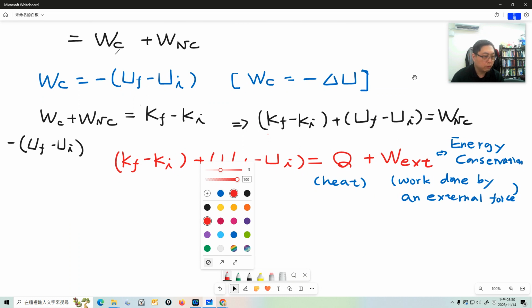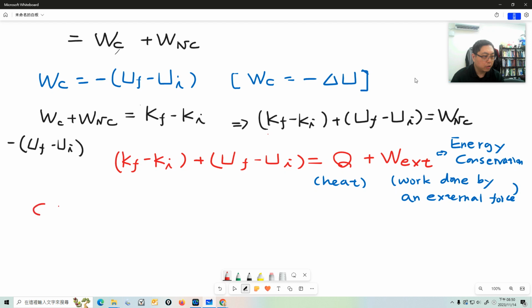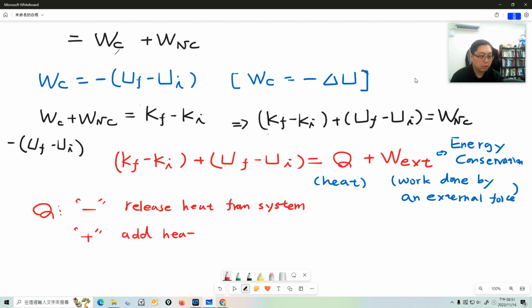So it's Q. Sometimes we have the minus sign and the plus sign. The minus sign is release heat from system. And the plus sign for Q is add heat into system. Okay, that's my convention for the plus sign and minus sign.